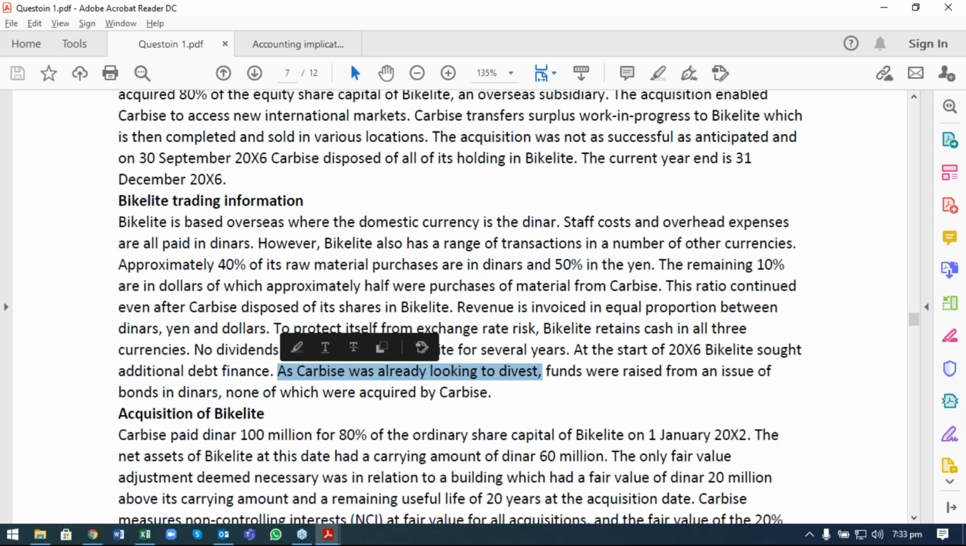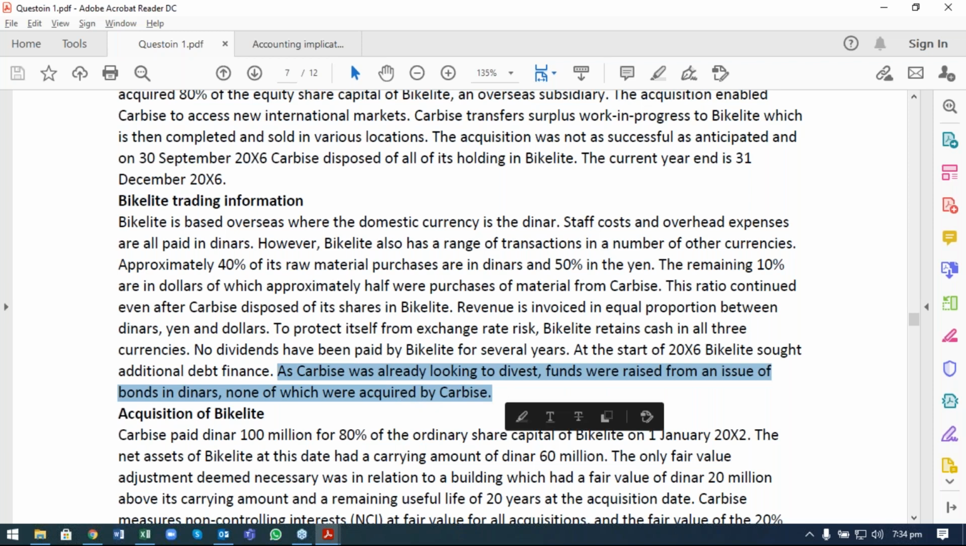Here another implication comes in. It could be possible that we might be treating Backlight as a disposal or discontinued operation, right? The parent always had an intention to dispose of this subsidiary, and the subsidiary is a separate business unit based on a geographical location, and the number of items or products sold by that subsidiary are very different compared to Carbide. So we can easily understand that this is an autonomous operation, a separate group of units, a cash generating unit, which can be disposed of or considered as a discontinued operation.